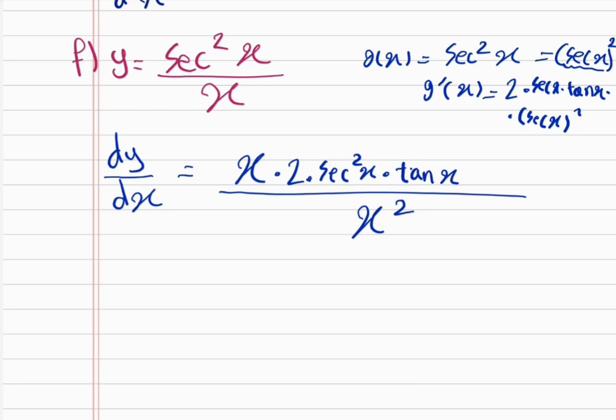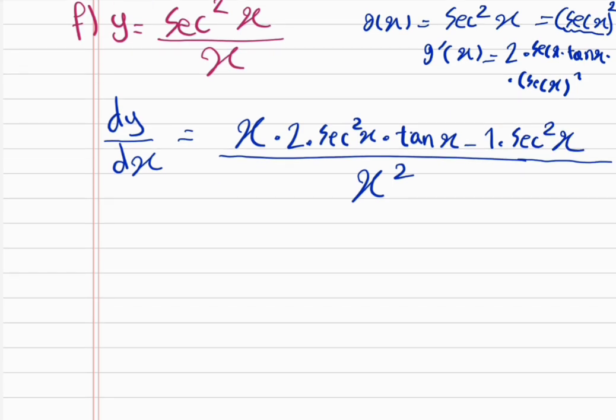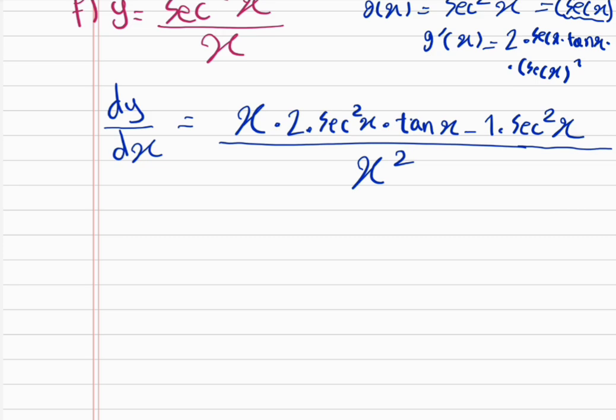So this is the first part of using the quotient rule. The second part is easier in this question because it is the derivative of the denominator function times the numerator function. The derivative of x is just 1, so it's minus 1 times sec squared x. We can factorize this, but it's not necessary, so I will just leave the answer in this form.